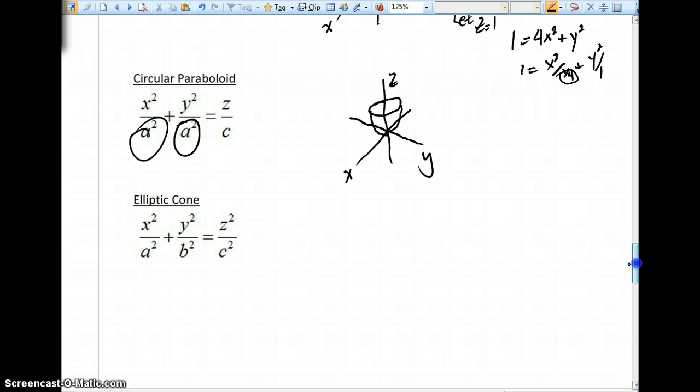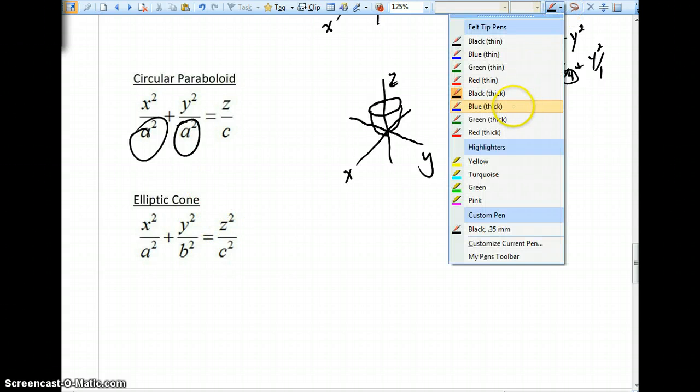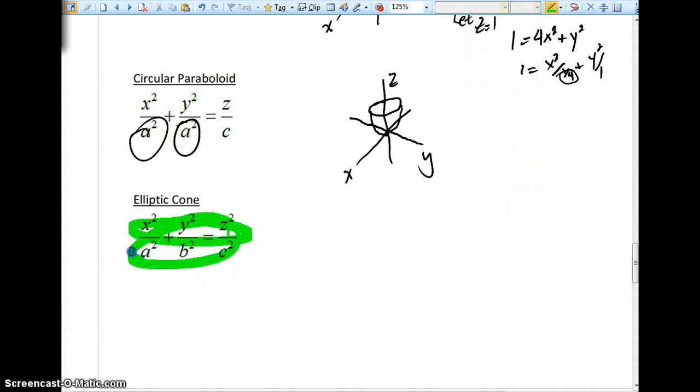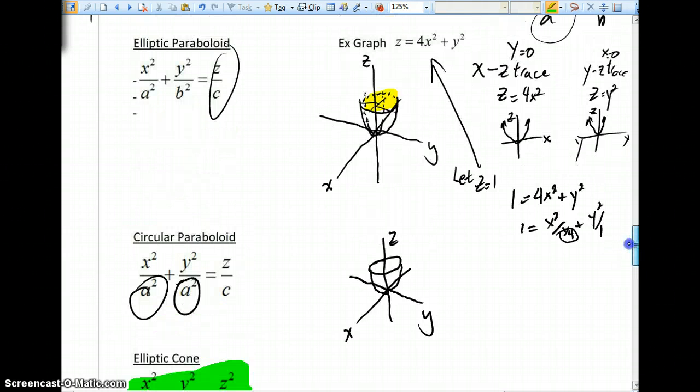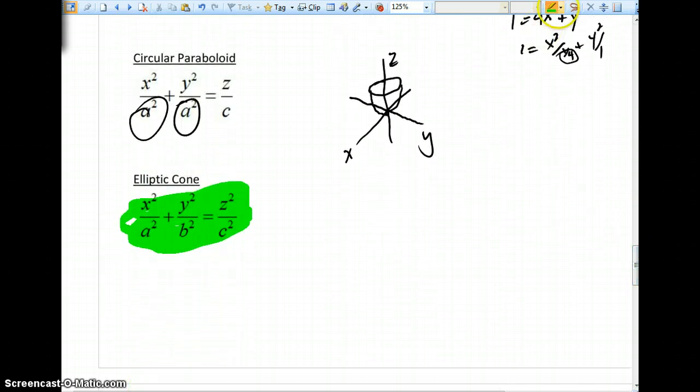The elliptical cone, I don't have a specific numeric example here. However, when you have z squared, very often kids will note that this equation right here, x squared over a squared plus y squared over b squared on the left, they'll say, wow, this is exactly the same thing as what we just saw up here. Well, no, actually, for the paraboloid, z wasn't being squared. Z was to the first power. What if z was raised to the second power?